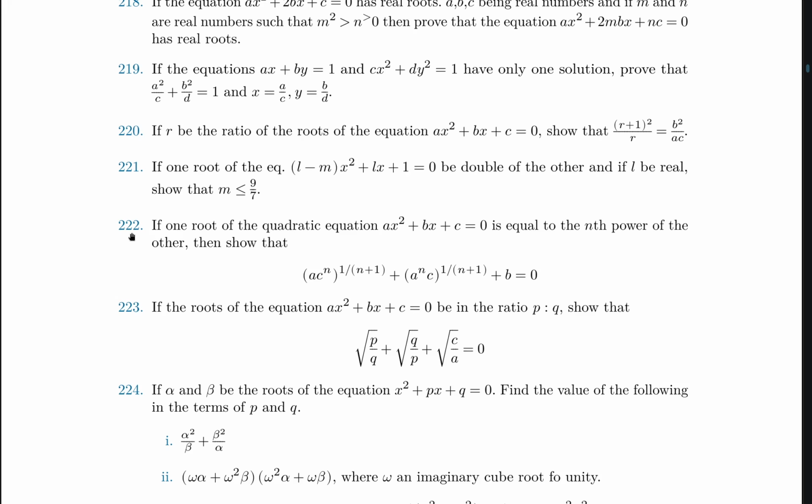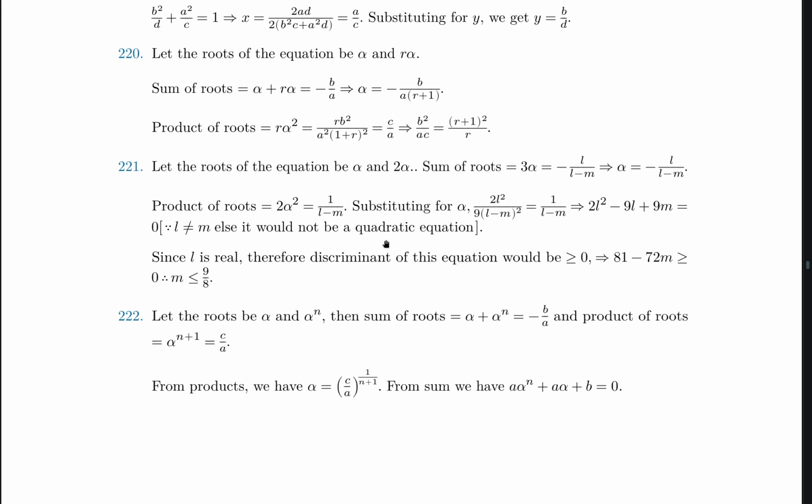Now we solve question number 222. If one root of the quadratic equation ax square plus bx plus c is equal to 0 is equal to the nth power of the other, show that (ac to the power n) whole to the power 1 by (n plus 1) plus (a to the power n c) whole to the power 1 by (n plus 1) plus b is equal to 0. So if one root is alpha, the other would be alpha to the power n.